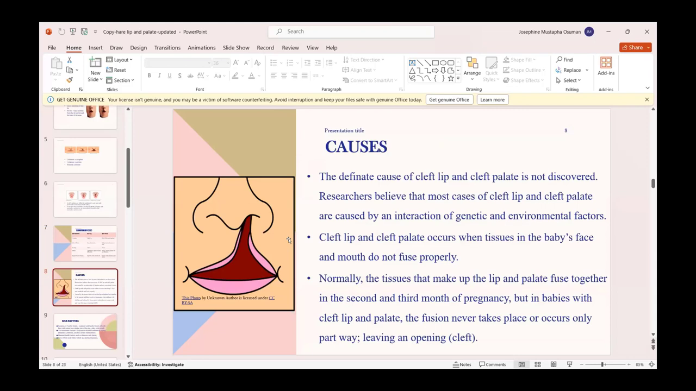The definite causes of cleft lip and cleft palate are not known. Researchers believe that most cases of cleft lip and cleft palate are caused by an interaction of genetic and environmental factors. Cleft lip and cleft palate occur when tissue in the baby's face and mouth do not fuse properly. Normally, the tissues that make up the lip and the palate fuse together in the second and third months of pregnancy. But in babies with cleft lip and palate, the fusion never takes place or occurs only partway, leaving an opening, which is called a cleft.